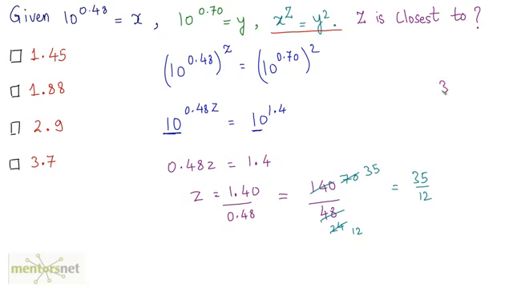Now let us divide 35 by 12. So I have 35 by 12. 12 2s are 24. What remains is 11 point. So 2 point something. So our answer is closest to option number 3.